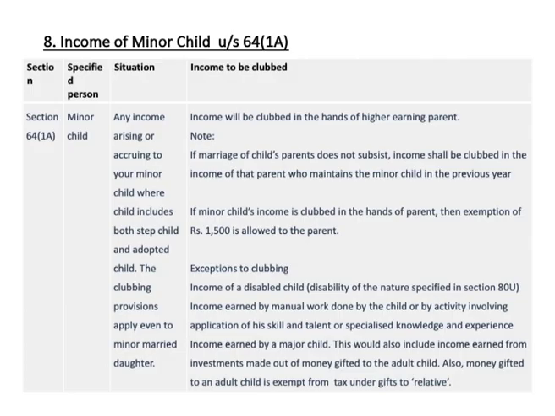Any income arising or accruing to a minor child, where child includes both stepchild, the clubbing provisions apply even to the minor married child or the married daughter. Okay. So, here the whole situation is talking about the income accrued to the minor child. So, even if the child is married, the income, if it belongs to the minor child, it will be added to the income of the parent whose income is the highest.